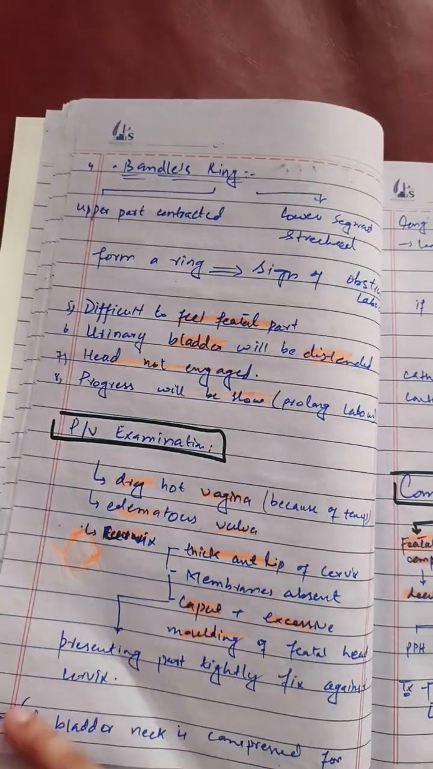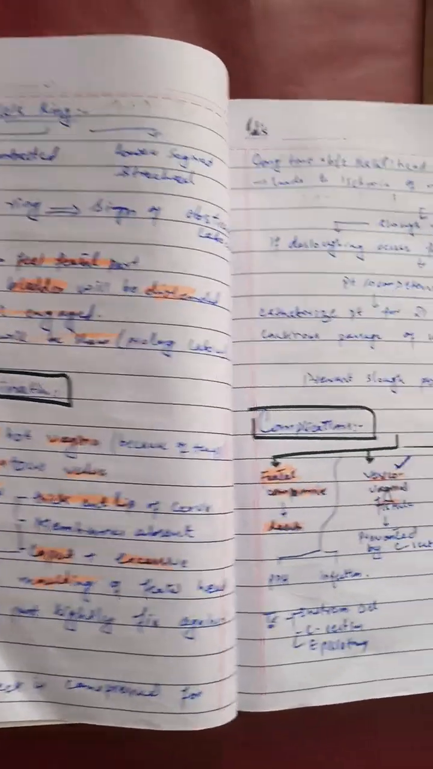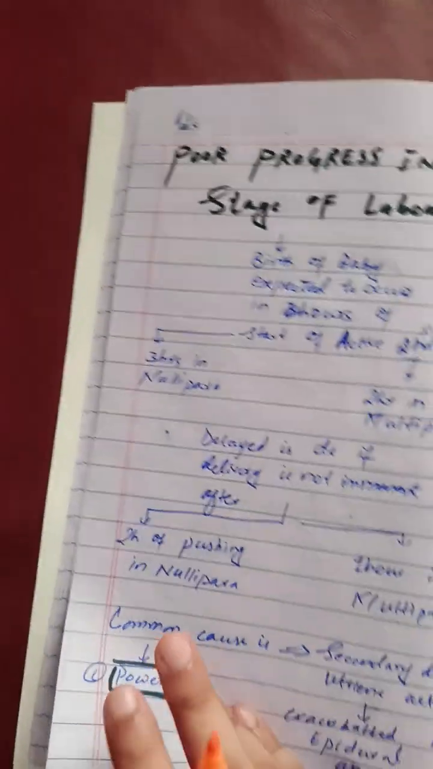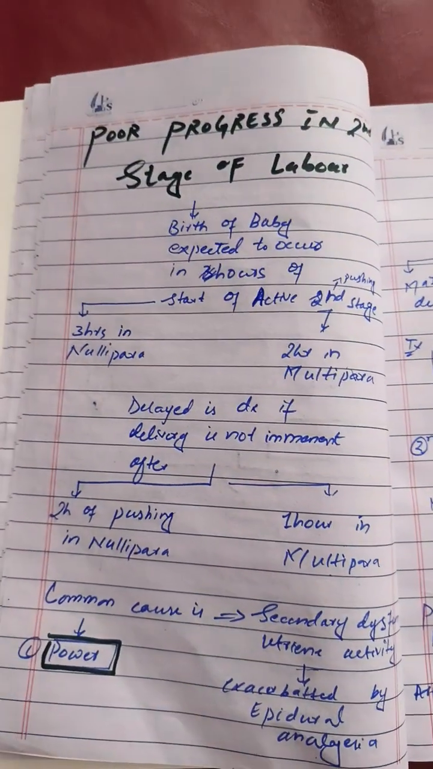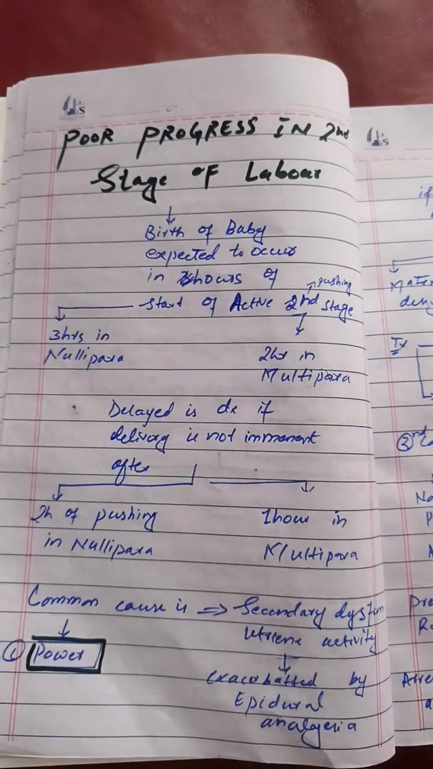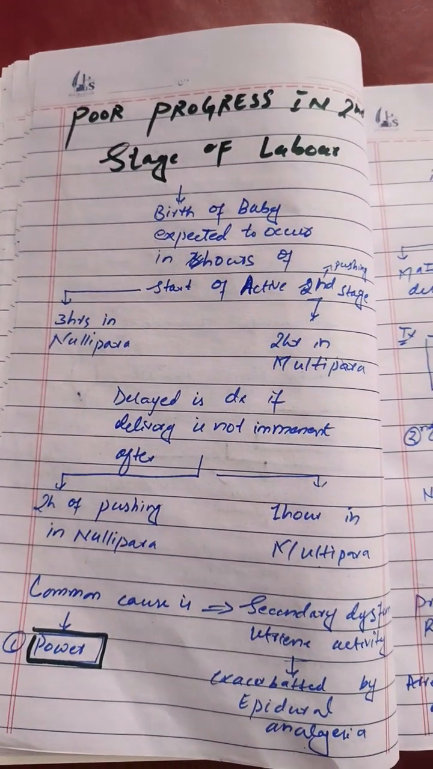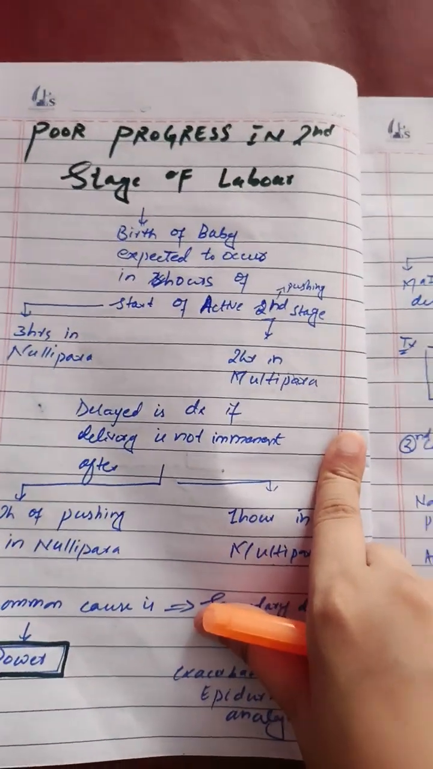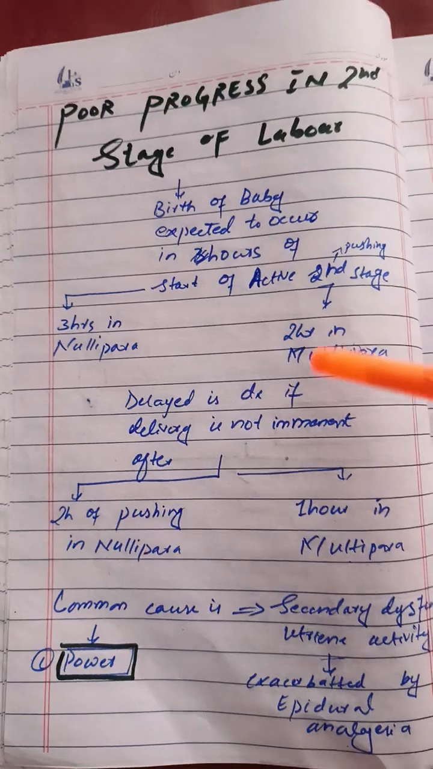We have already started abnormal labor, in which we have already discussed dysfunctional uterine activity and its treatment. Then we discussed cephalopelvic disproportion, the signs of cephalopelvic disproportion, PV examinations and complications. And today we are going to discuss another very important topic, which is poor progress in the second stage of labor. How will we identify that the progress is poor in the second stage of labor?